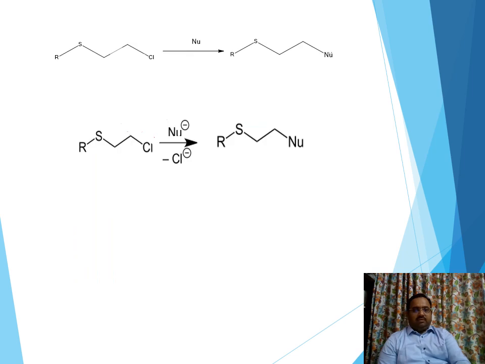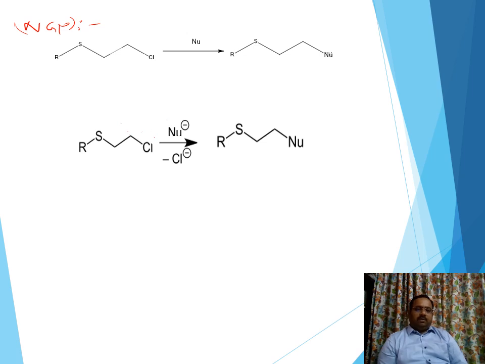Now today's important topic is NGP. What is NGP? It is neighboring group participation, in short NGP. Sometimes many are confused about whether this is a rearrangement reaction or a nucleophilic substitution reaction, because there is some internal attack, which we are going to discuss in the next slides. So simply understand this very important point.